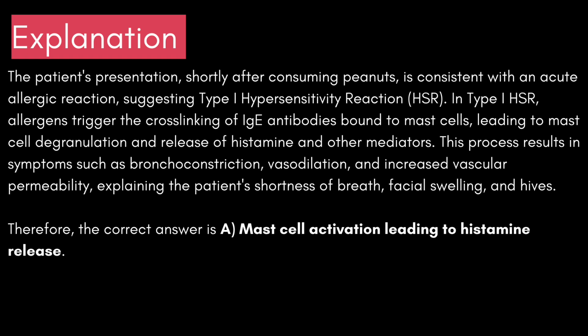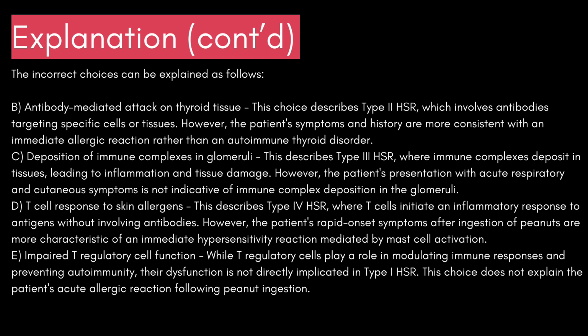All right, let's go ahead and see why the other answer choices are incorrect. The incorrect choices can be explained as follows. B, antibody-mediated attack on thyroid tissue. This choice describes type 2 HSR, which involves antibodies targeting specific cells or tissues. However, the patient's symptoms and history are more consistent with an immediate allergic reaction rather than an autoimmune thyroid disorder.